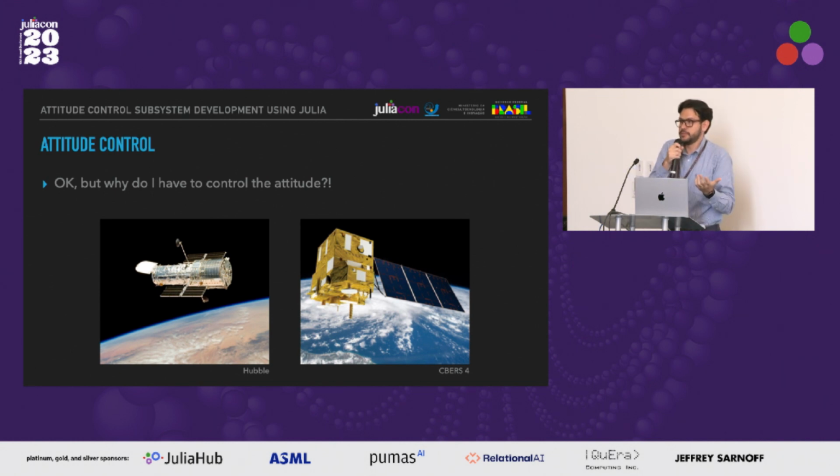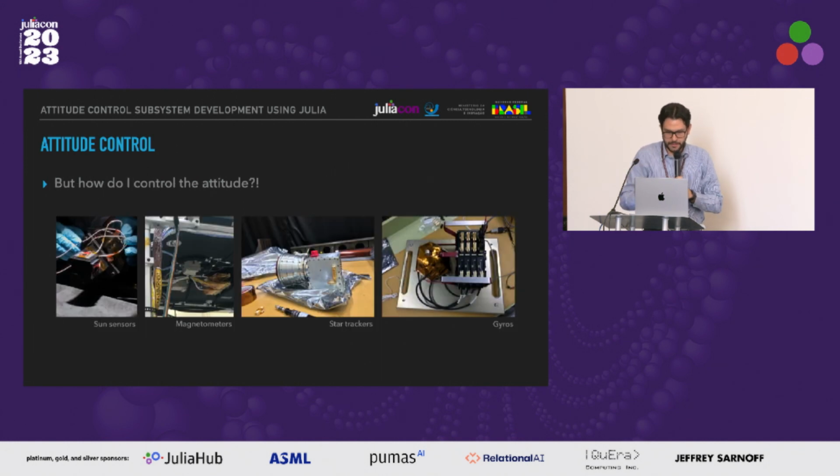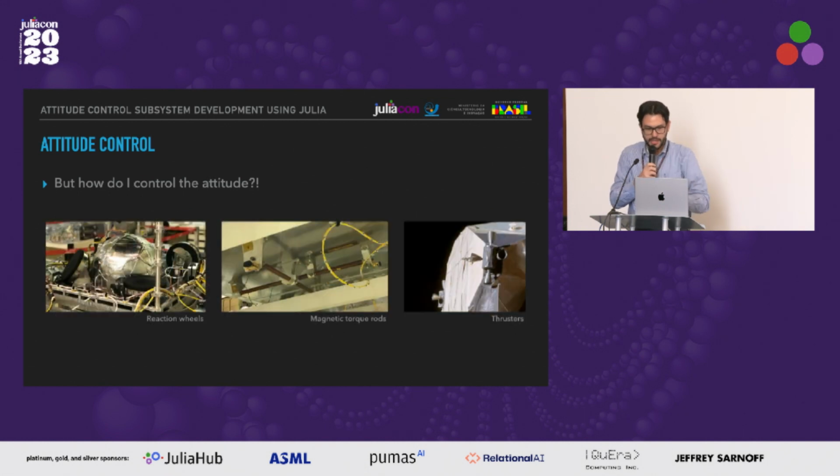Most satellites have some payload, and you have to point this payload towards something to acquire your data. For example, Hubble needs to point its lenses to, I don't know, a star or something to get an image. But how do I do this? How can I control the attitude of a satellite? The first thing you need to do is to measure the attitude. And for this, you have many sensors, like magnetometers, star trackers, gyros, and so on. And also, you have to change the attitude. So you need actuators, like reaction wheels, magnetic torque rods, and thrusters. Well, this was attitude control 101.